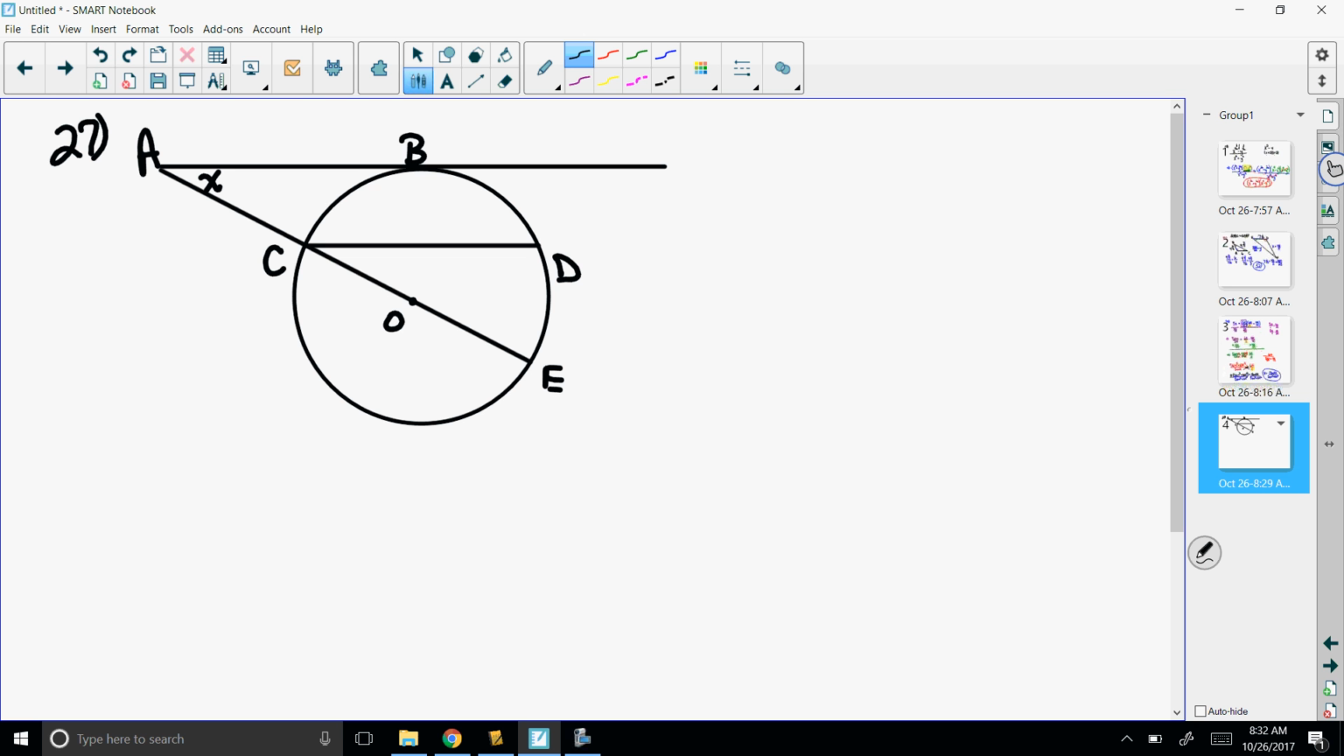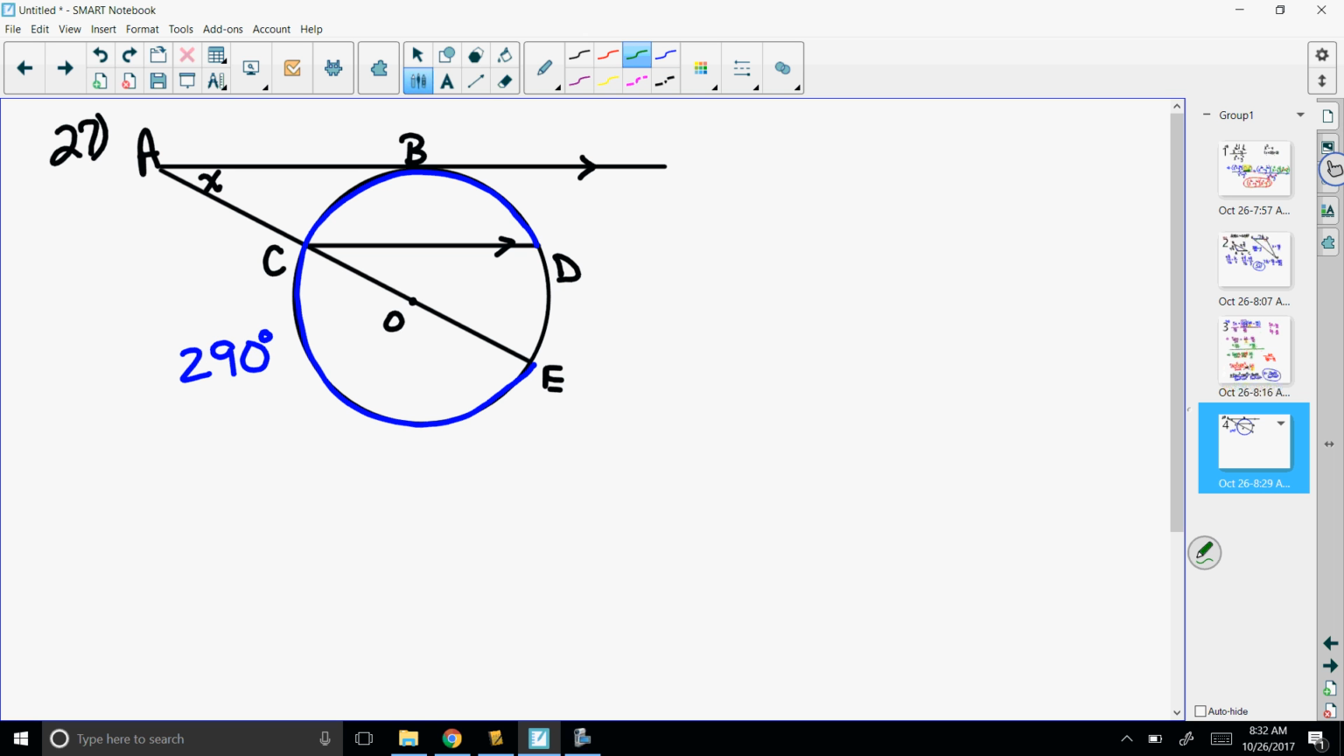If AB is parallel to CD, so I know these two are parallel to each other, and if the measure of arc DCE is 290 degrees. So DCE is the major arc. You start at D, you go through C, and back around to E. That has a measure of 290 degrees. They want to know what is the measure of X.